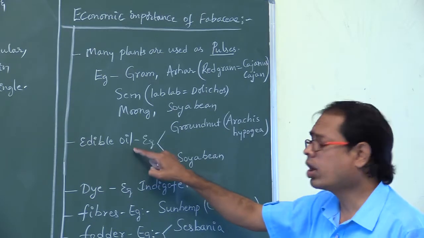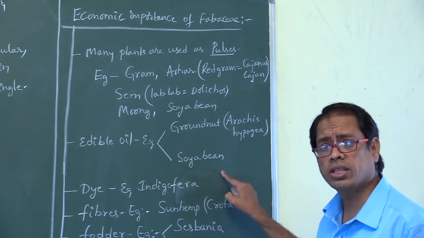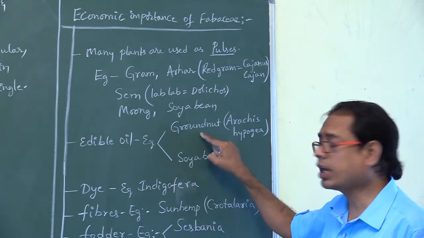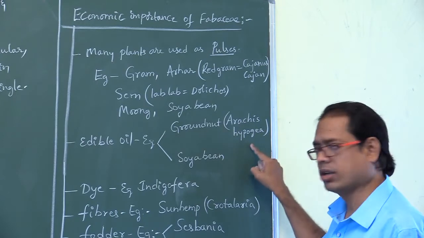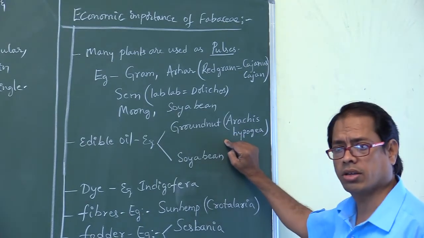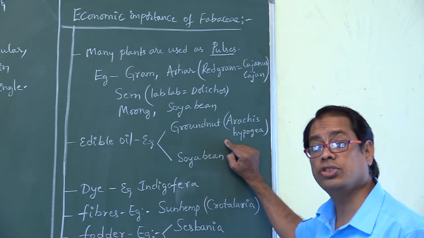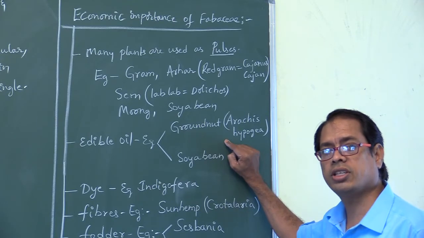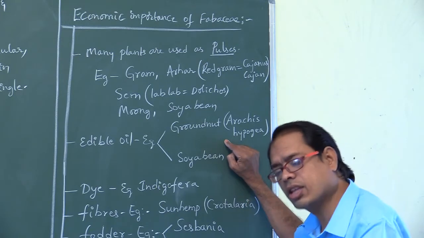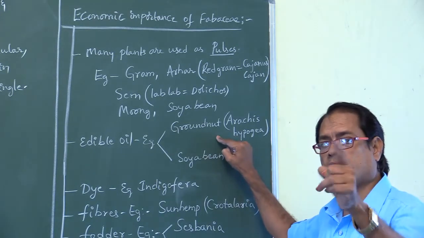Next, edible oil is obtained from groundnut and soybean. Groundnut scientific name is Arachis hypogaea. What is the importance of groundnut? Geocarpy is present. Formation of fruits below the soil level is called geocarpy. Geo means earth, carpic means fruit. In groundnut, geocarpy is present.